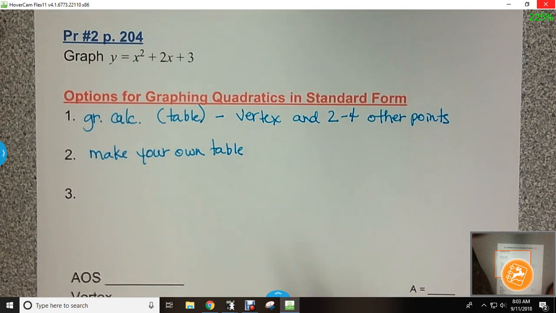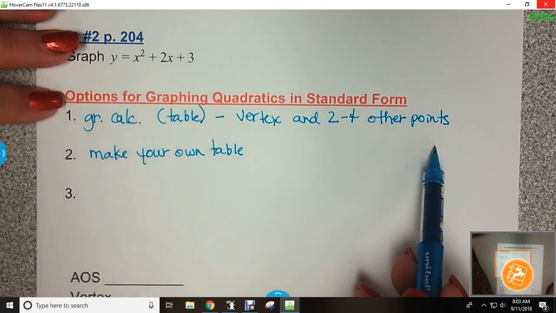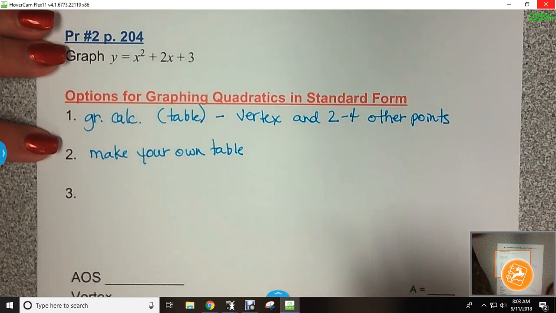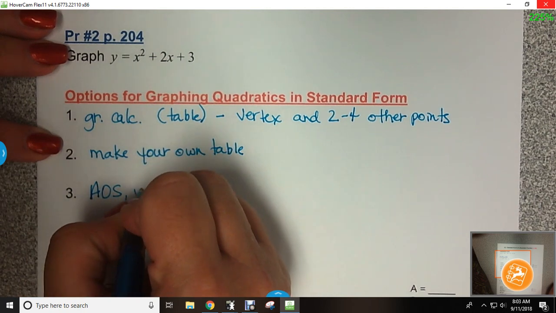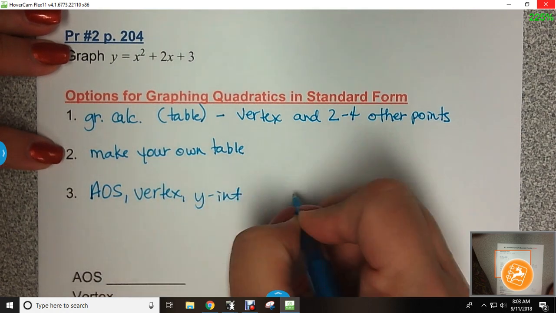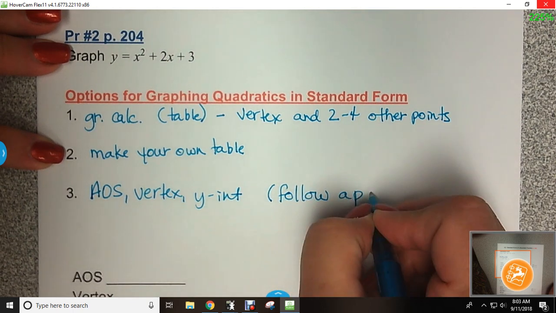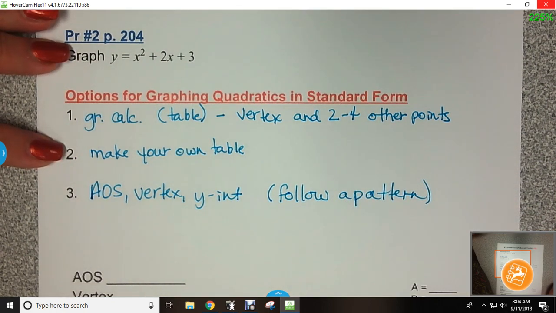Alright, so like I was saying, you can make your own table, but again, you'll need to find the vertex and then 2 to 4 other points, just like you did when you were looking at the table in the calculator. The third way, and this is the way we're going to graph at the bottom of the page, is you're going to have to find the axis of symmetry, the vertex, the y-intercept, and then all you're going to do is follow a pattern. And it's real easy to graph this on your own.